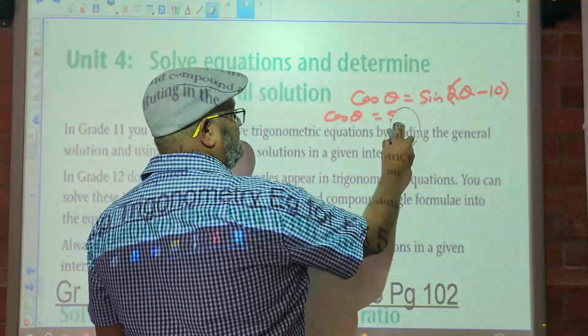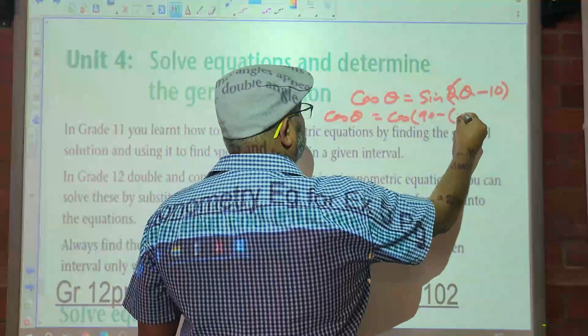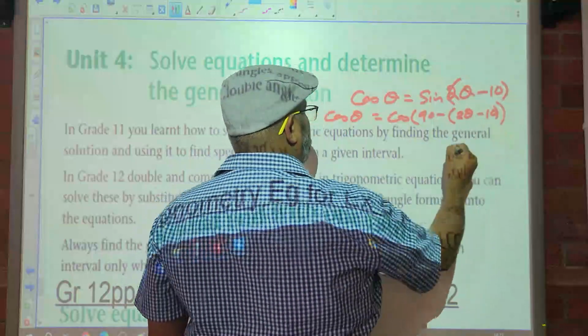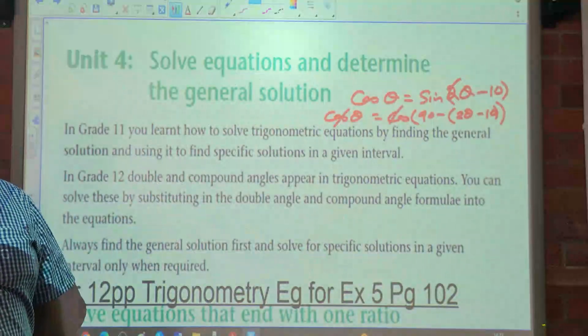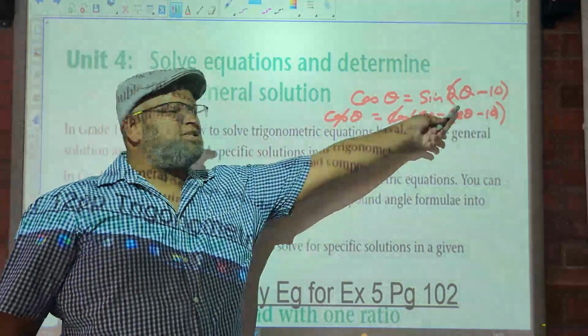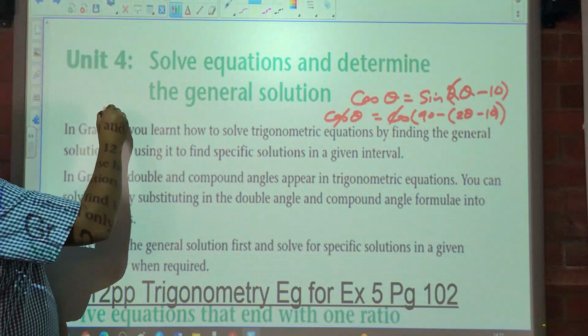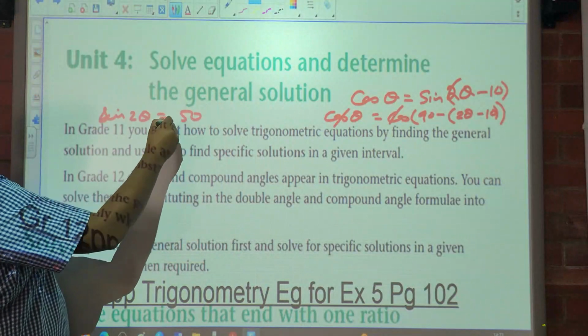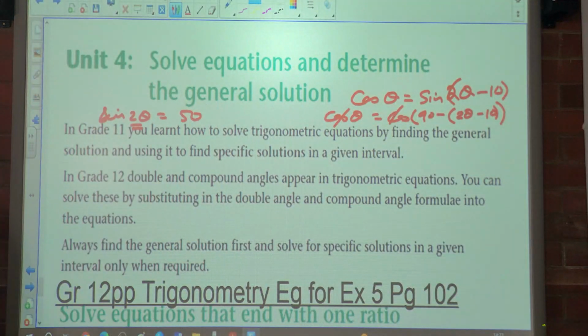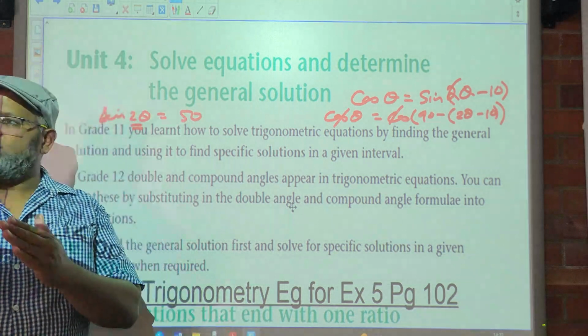That could be written as cos theta equals cos of (90 minus (2 theta minus 10)). Why? So that we can drop the cosines and so on. You guys remember that? But there you can see it's a compound angle. If I had given you sine of 2 theta is equal to 50, that is a double angle.